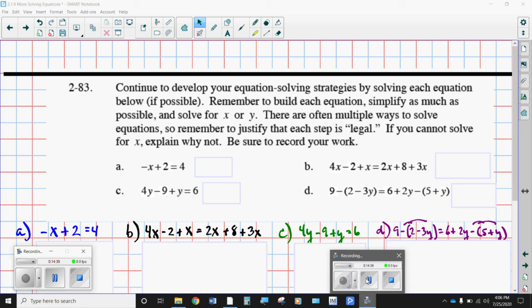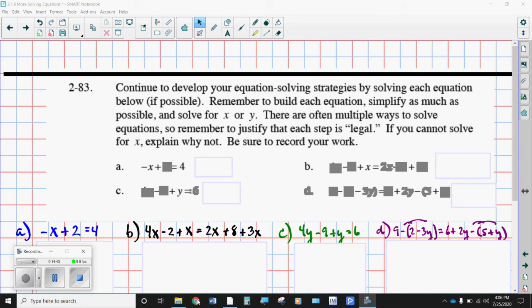I don't want to spend too much time going over everything that's happening here. So go ahead and let's pause it. You go through the work, and then we'll see if your answers are correct.